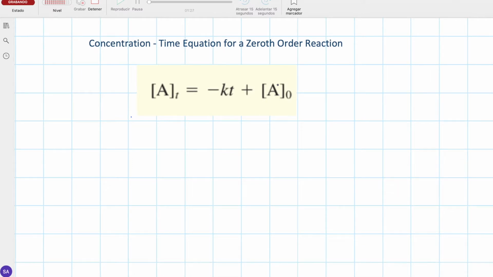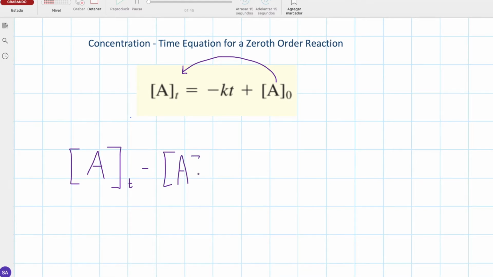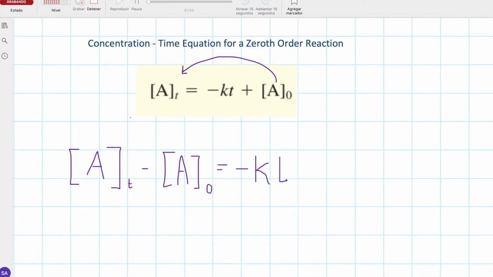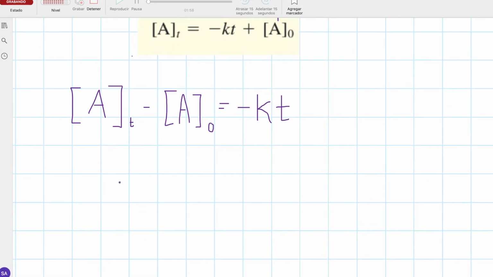So let's go ahead and move the initial concentration to the left side. So we would have current concentration minus initial concentration equals negative k times t. Okay, we're almost done solving for t.